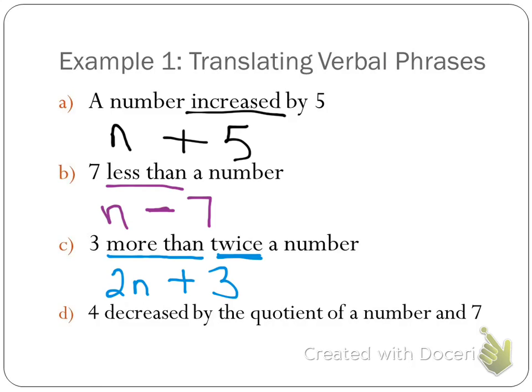2n plus 3. Now on D, I've got "decreased by" and I have "quotient." So I have 2 operations here. 4 decreased by the quotient, which is what operation? Division. The quotient of a number and 7. Or you could write it 4 minus n divided by 7. You could write it either way. Okay?